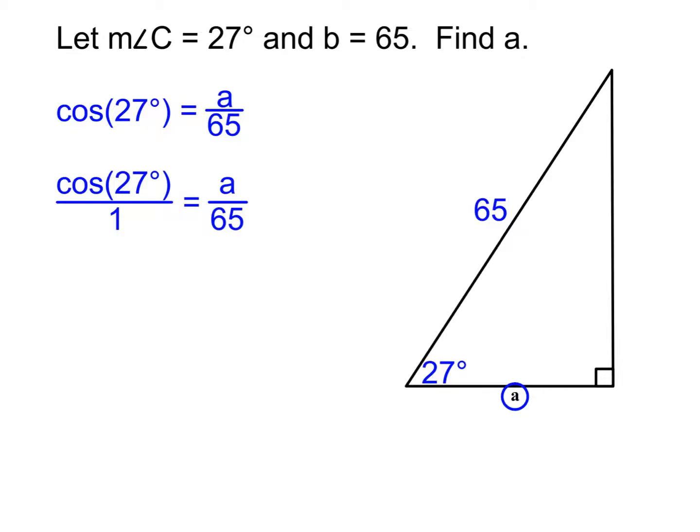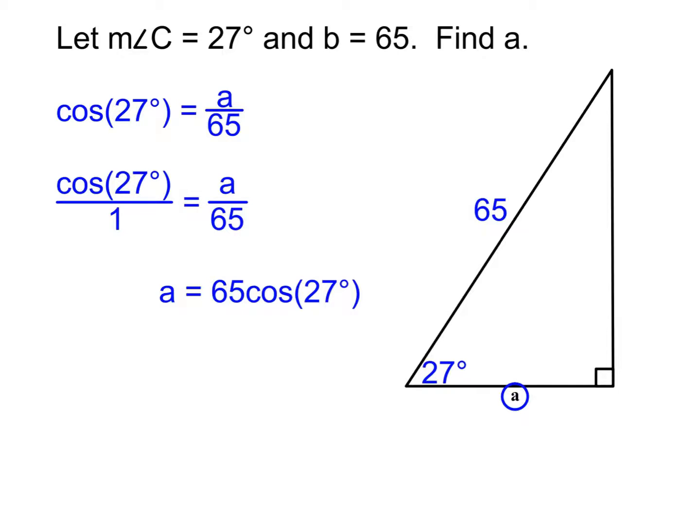So we do solve it as we saw in the start of this lesson by cross multiplying. In this case then, A times 1 gives me A, of course, and then 65 times cosine of 27 is just 65 times cosine 27. That then is what you're calculating.